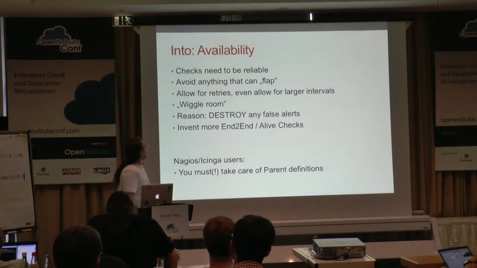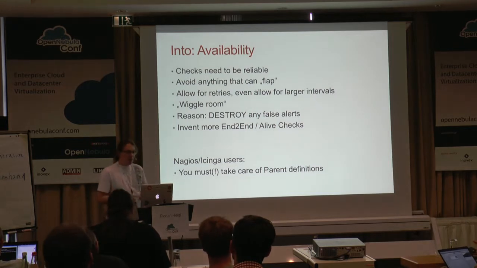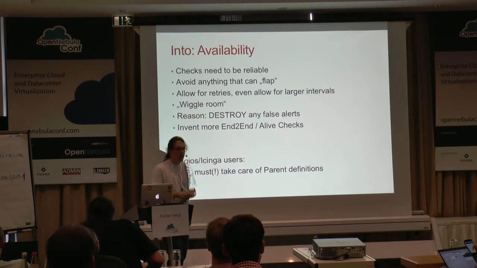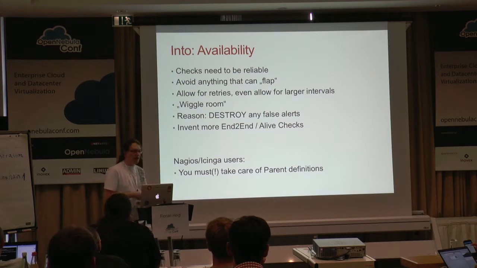Okay, the next topic is about availability. I already mentioned it. I want reliable checks. Any moment I look at my monitoring, I really want to see the truth. So I don't want flapping. Nagios has flap detection and suppresses stuff for some time. I'd rather give more retries and so on, so that if I get a notification out of the monitoring, I really know the server's down, even if it takes me 5 minutes to get the info or something.